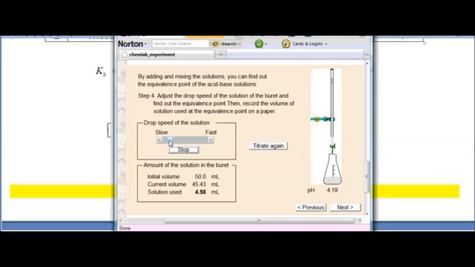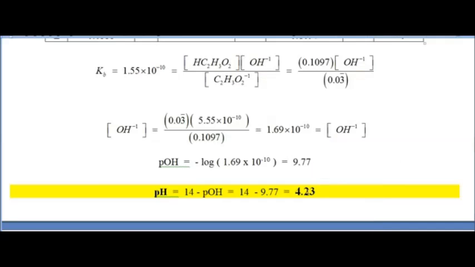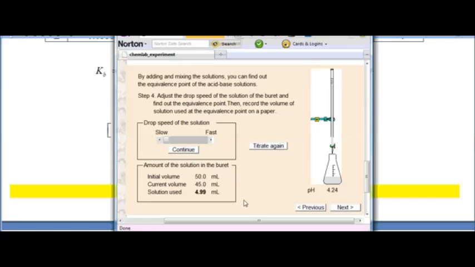Okay, we're at 4.6 here. 4.7. Okay, try to slow down here. 4.8. And right there. Okay, 4.9. 4.99, and it says that our pH is 4.2. Even though our calculation says 4.23, that's pretty good considering that we've been using a 5% rule here.